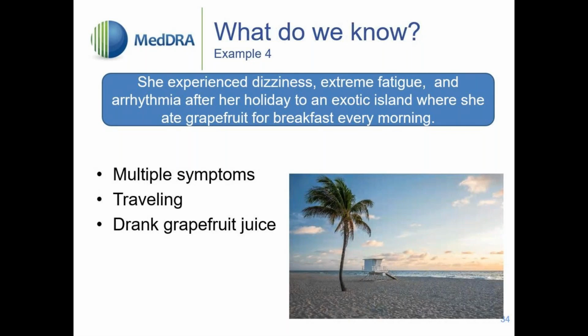She experienced dizziness. We know the patient did that. Then we know that there are multiple symptoms listed, right? Extreme fatigue, arrhythmia. We know that the patient was traveling, because it says clearly here in the example, after her holiday to an exotic island where she ate grapefruit for breakfast every morning. And the third thing we know is that she consumed grapefruit juice every morning while she was away on holiday, right? So those are the things that we know.